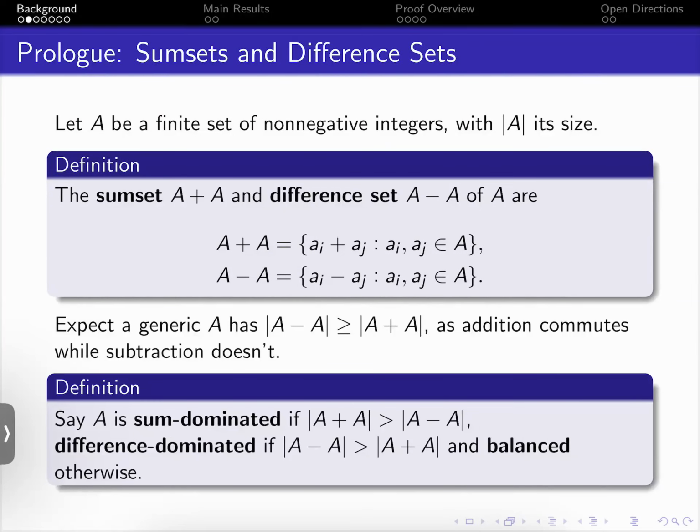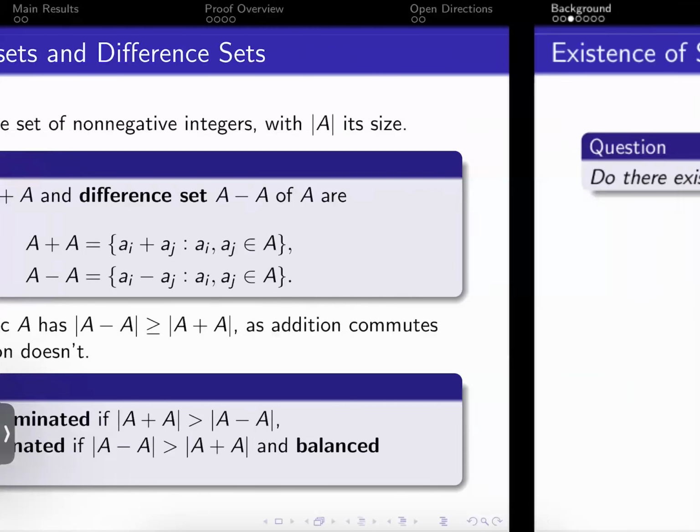And so just some standard terminology: we will say that A is sum dominant if A plus A has more sums than A minus A has differences. I think it's recording. Is it not recording? I thought I hit record. No, it's recording. Okay. But it's difference dominated if there are more differences than sums, and balanced if they are the same.